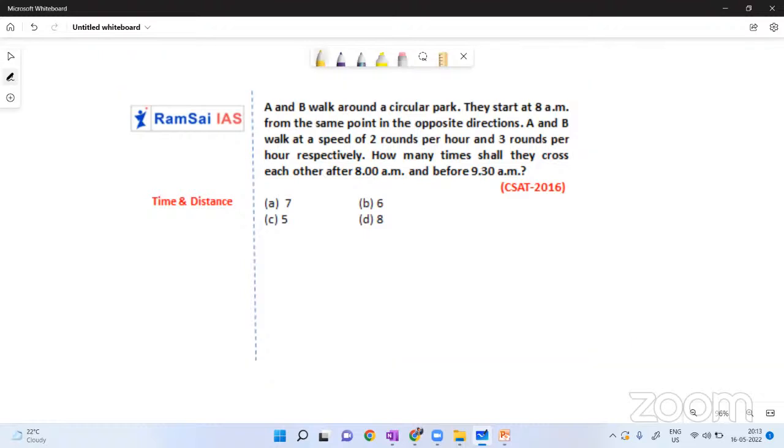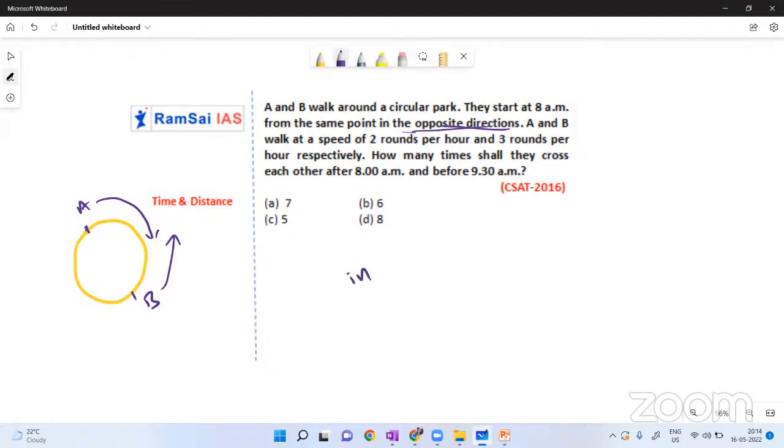Okay, you just do one thing. Draw a circular ring, and two people are A and B. A is traveling in this direction, B is traveling in this direction. They are traveling in opposite direction, right? So for sure, when two people or two objects are moving in the opposite direction, what is their relative speed? Will it be added or subtracted? It will be added, obviously, right? So relatively they are moving five rounds per hour. So in 1 hour together they are covering 5 rounds. So indirectly they are meeting 5 times.